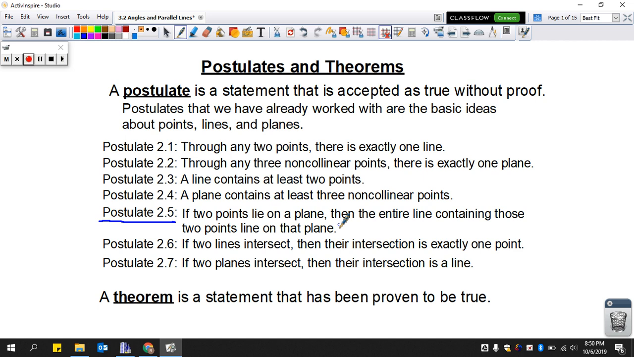Postulate 2.6, we've worked with, says that if 2 lines intersect, then their intersection is exactly 1 point, and if 2 planes intersect, then their intersection is a line. We talked about that type of thing just in the last lesson when we were identifying intersecting and parallel planes and lines.